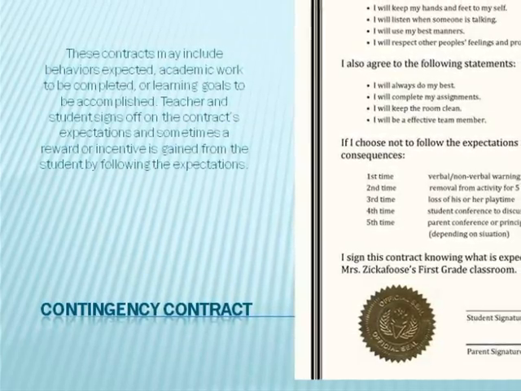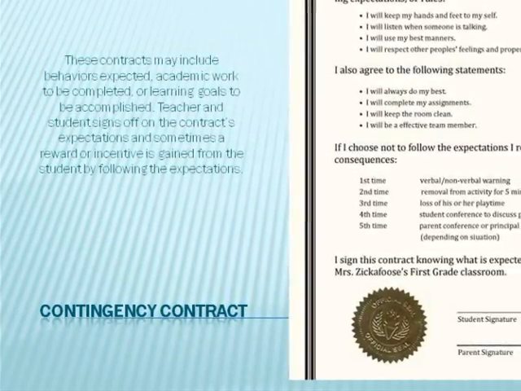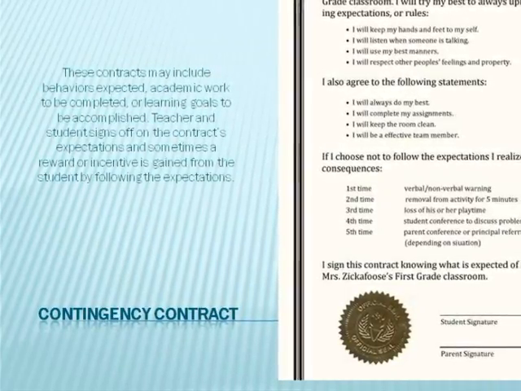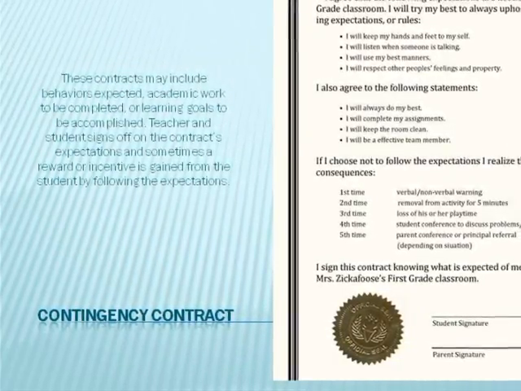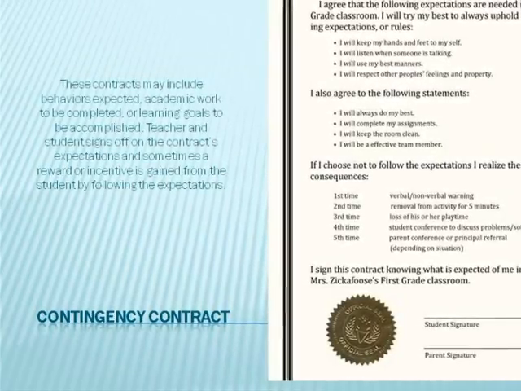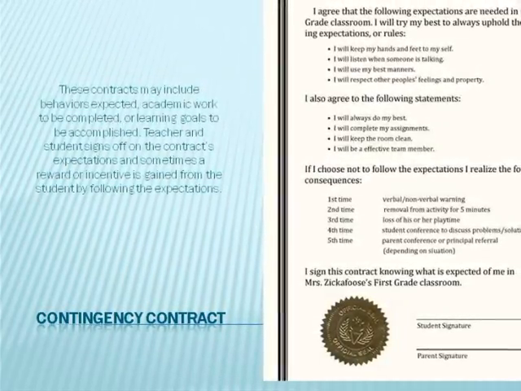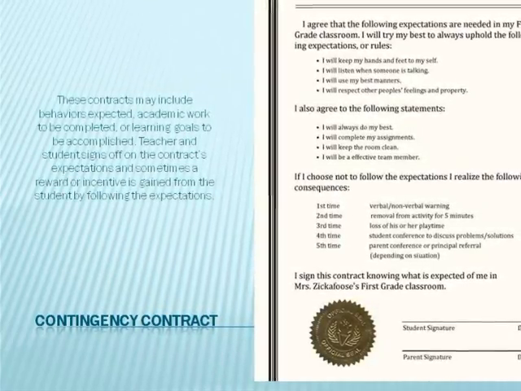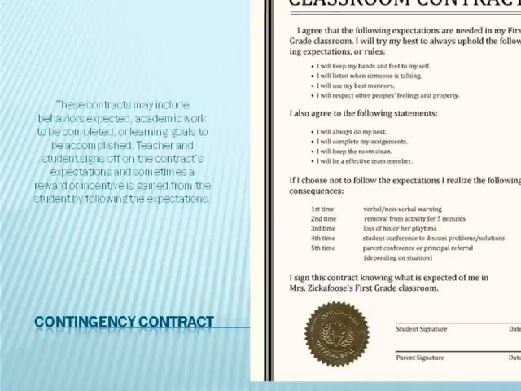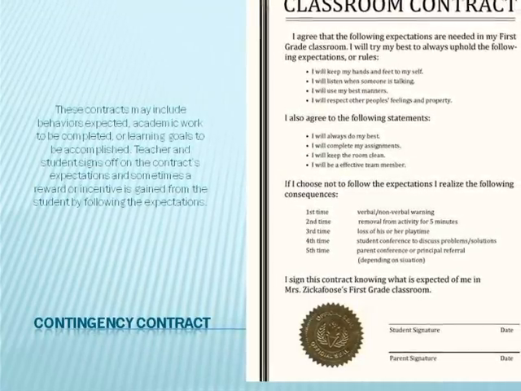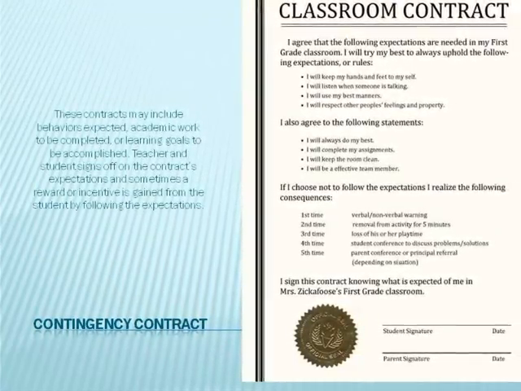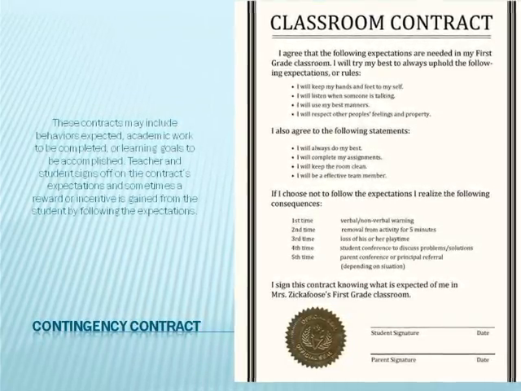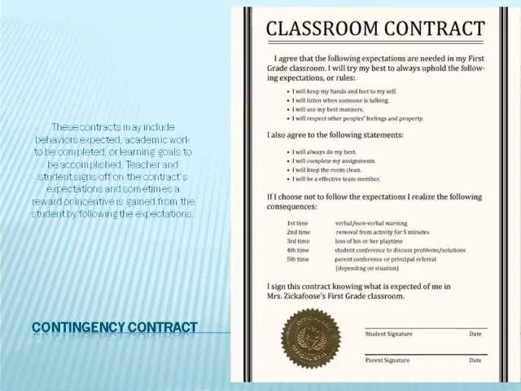Here is an example of a classroom contract. It might include some behaviors that the teacher expects of the student, some assignments that need to be completed by a certain amount of time, or just anything that the teacher wants or expects from the student. The student and teacher then sign the contract, and this ensures that both are in agreement that this set of expectations needs to be completed. This is a contingency contract.